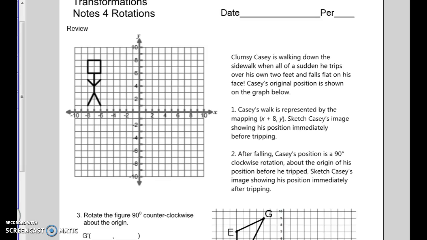Okay, so this is just going to finish off with rotations. Kind of go back over a couple more things. Number one, it tells us that Casey is going to walk a mapping of x plus 8, y. The plus tells me that we're going to move to the right, and he's going to go 8 steps. The y is going to stay right where it is, which means the figure's not going to move up or down. So just take each point and move it over 8.